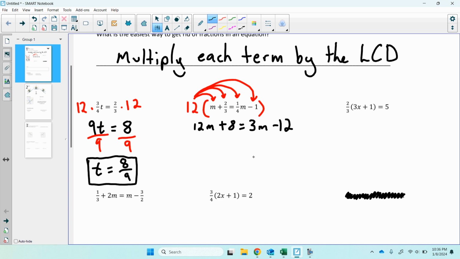Now we'll combine our like terms with addition and subtraction. I might subtract 3m first. So we have 9m plus 8 equals negative 12. Subtract 8 from both sides. And then divide by 9.